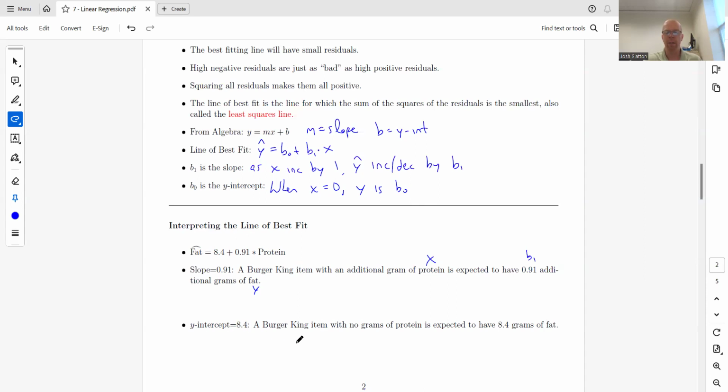And this one, there are definitely ways to say this that sound better than others. If you say this literally, for this problem, you might say when protein is 0, fat is predicted to be 8.4 grams. That's fundamentally correct, but it sounds better to say this in a more natural way. So if you ever have to write this out, try to say it correctly, but say it in the most natural way possible.